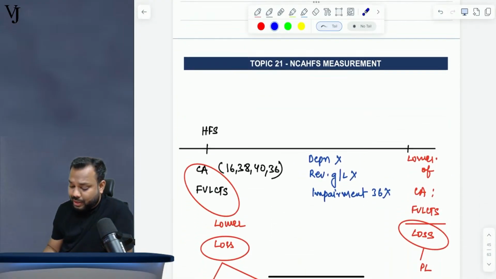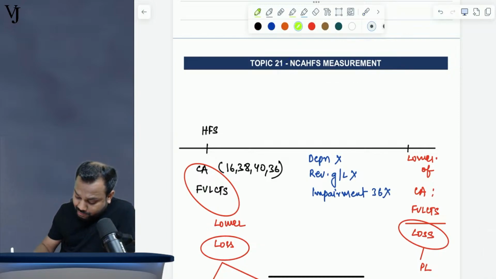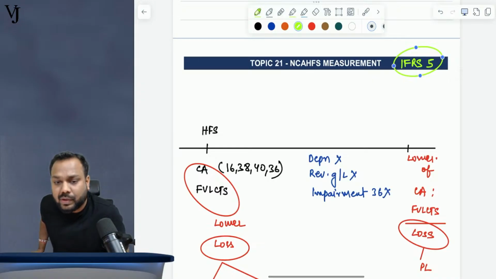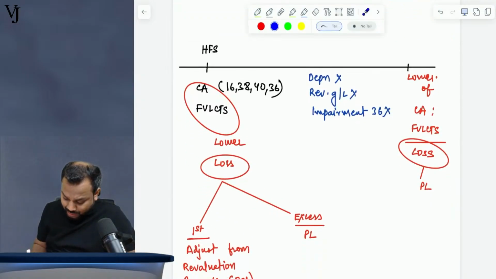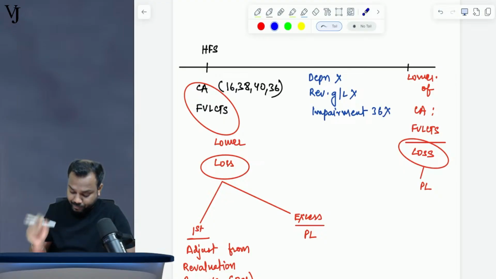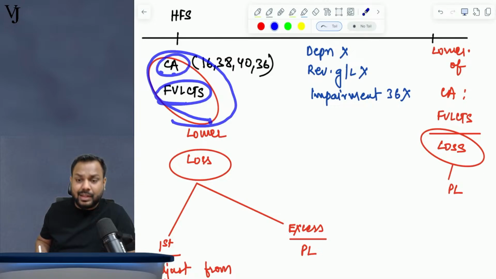Now, coming to NCA HFS, non-current assets held for sale as per IFRS 5. Now understand, what we have to do on the date when the asset is classified as held for sale is compare the carrying amount with the fair value less cost to sell. You record the asset at the lower of the two.